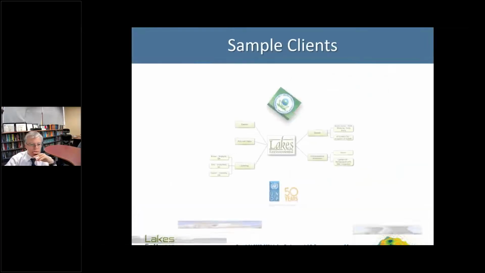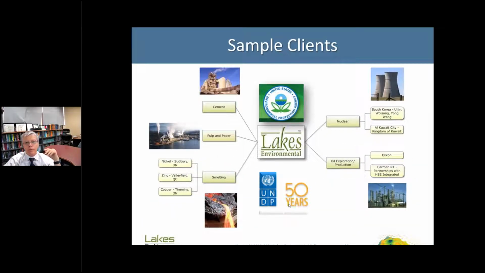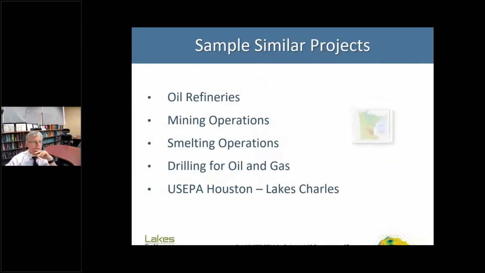We have lots of clients, ones that we want to mention, for example, running this. All the nuclear reactors in Korea use our system. We have a system running in Kuwait. We have oil refineries. We have drilling operations, let me explain that. Here, smelting. We have lots of clients in smelting, pulp and paper, etc.